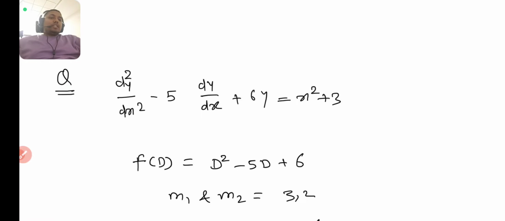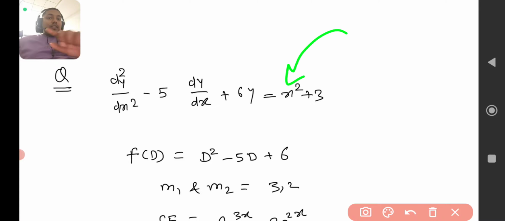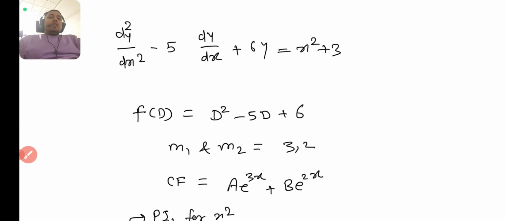And this x square, what you see here, this x square. Now here I will tell you, don't expand only first term and second term. You also expand third term. Why? Because you will get the feel when to expand till first term, when to expand till second term. So d square y by dx square minus 5 dy by dx plus 6y.